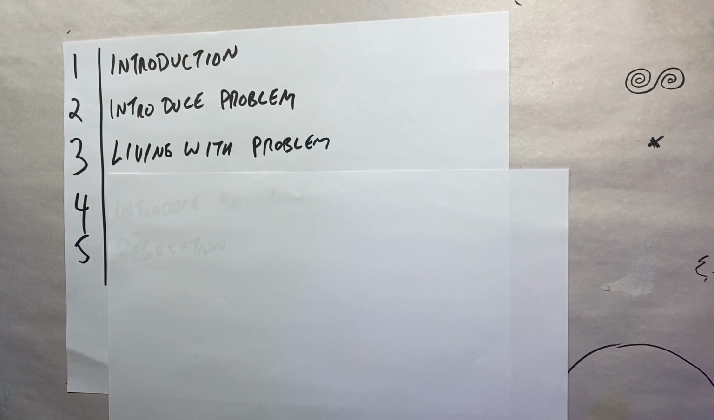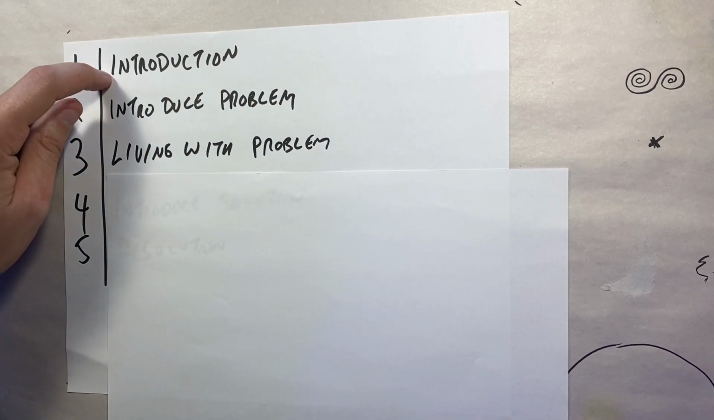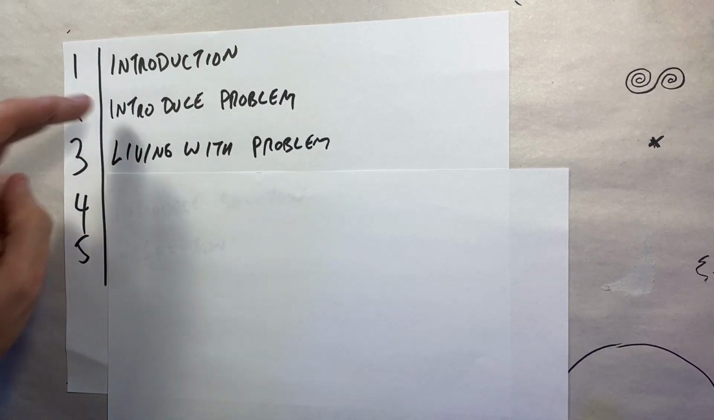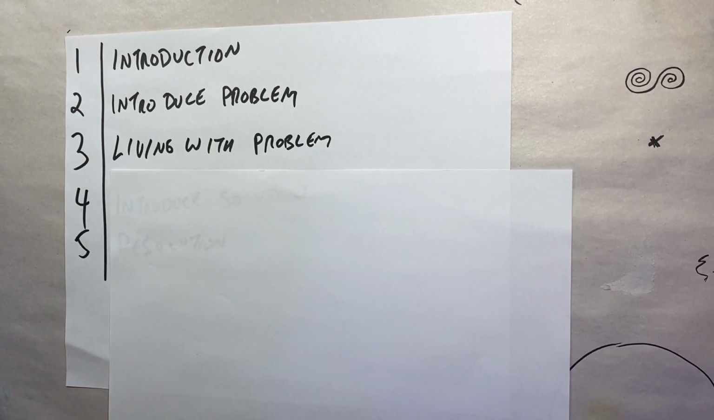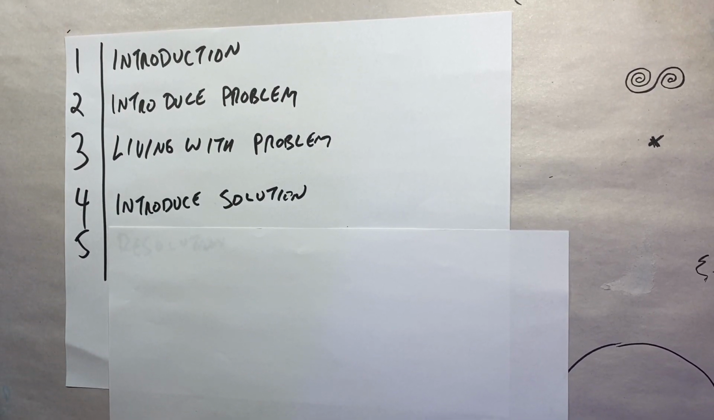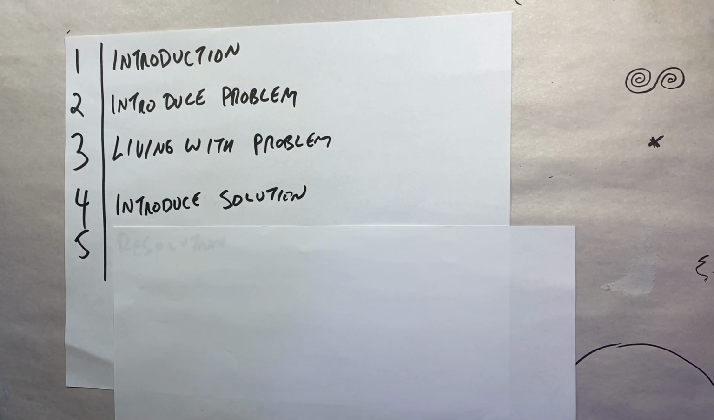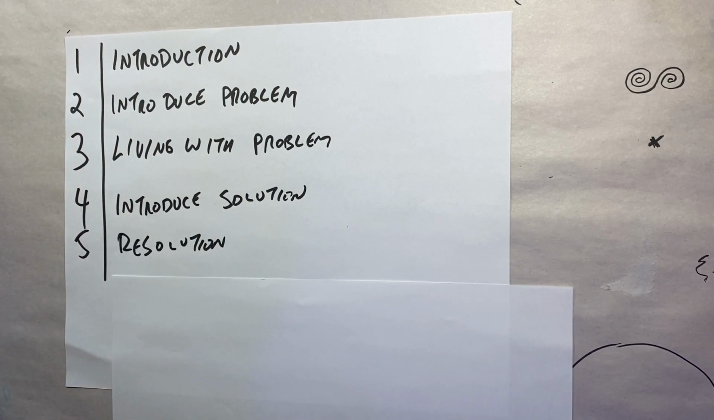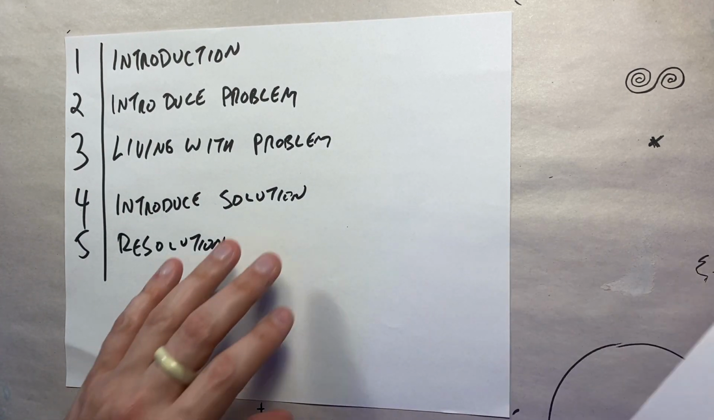Number 3 is that you got to live with the problem. We have to illustrate and show the viewer what life is like now. The difference between 1 and 3 now that we introduce number 2. Following that, we introduce the solution. So here is where we begin to solve the problem number 2. And number 5 will be the resolution.